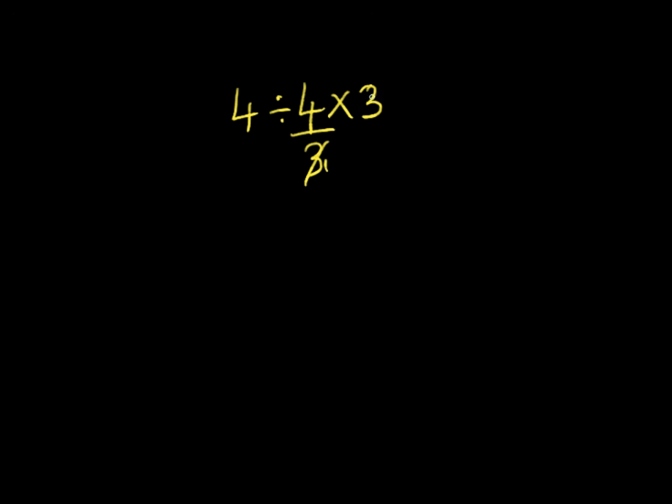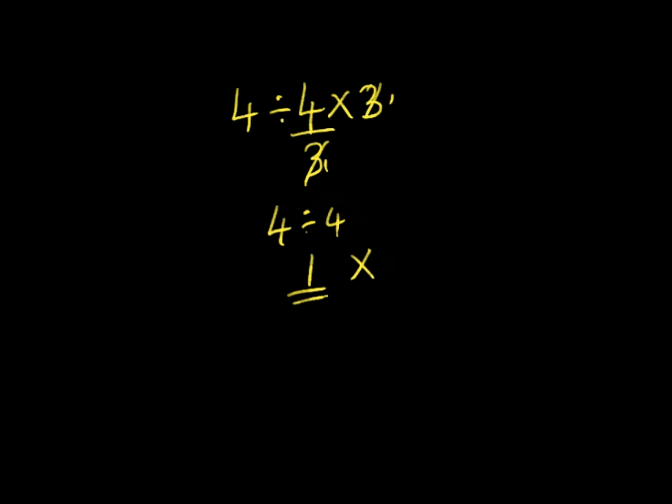4 divided by 4 over 3 times 3. 3 into here 1, 3 into here 1. Then we have 4 divided by 4. 4 divided by 4 will give us 1.